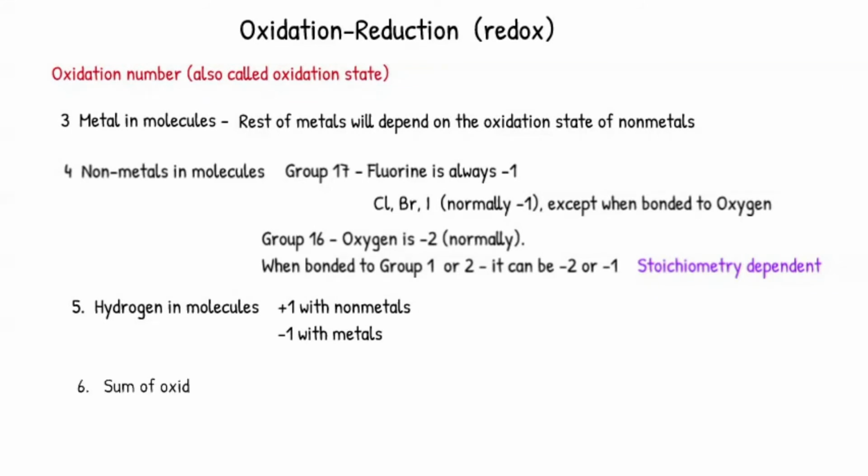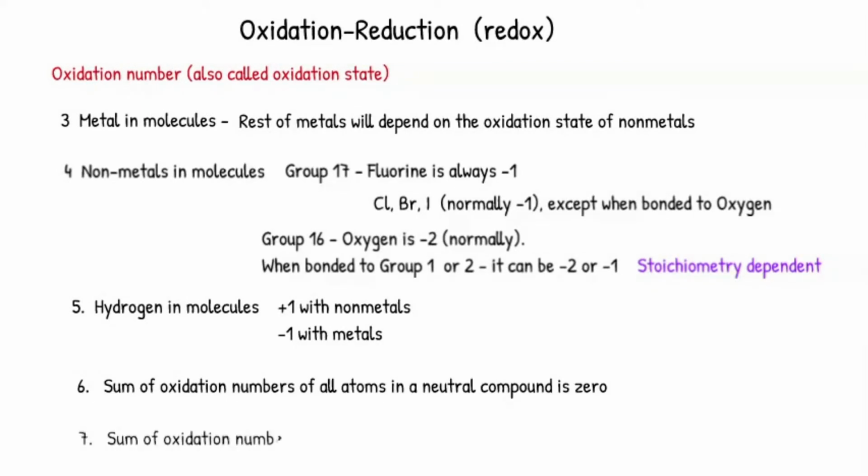Number 6, the sum of the oxidation numbers of all the atoms in a neutral compound is 0. Number 7, the sum of oxidation numbers of all the atoms in a polyatomic ion equals the charge of the ion. Let's look at examples of assigning oxidation states or oxidation numbers.